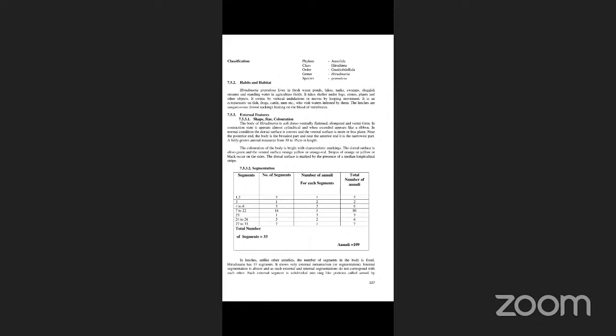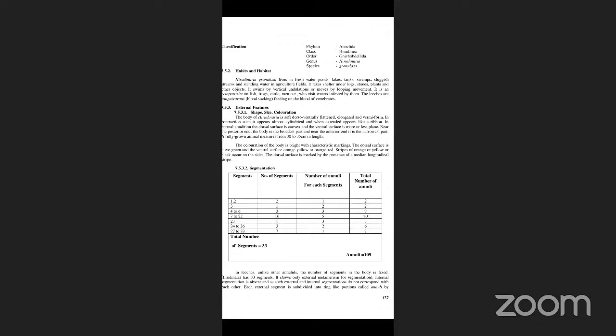Here each segment is subdivided into ring-like portions called annuli. You can see in the table: the first and second segments, number of segments 2. How many annuli are present for each segment? One. So the total number of annuli is 2. Then the third segment, one segment only, but 2 annuli are present. Like that, in total 109 annuli and 33 segments are present.